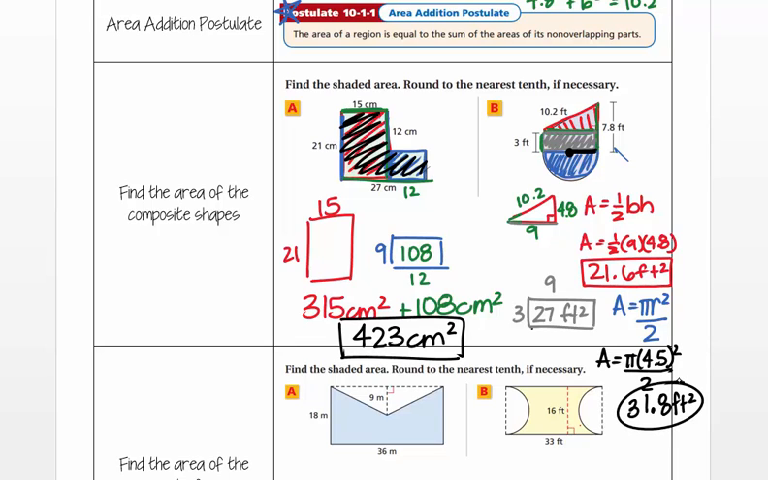And now one thing I would double check is make sure that all of your areas are around the same size. They all kind of look around the same size. If you got one that was like 300 and something, you'd know you did it wrong. So to find the area of the total shape, let's add them up. 31.8 plus 27 plus 21.6. We end up with a total of 80.4 feet squared for this weird looking shape.